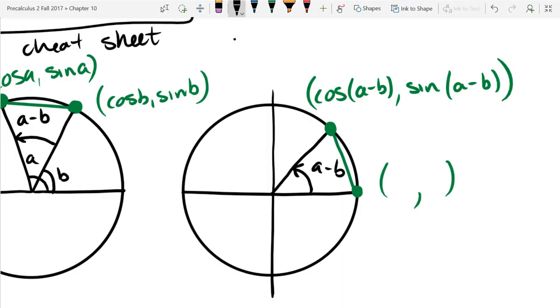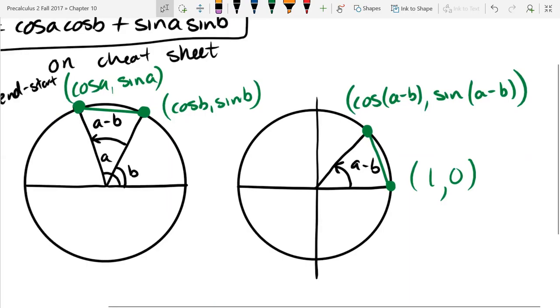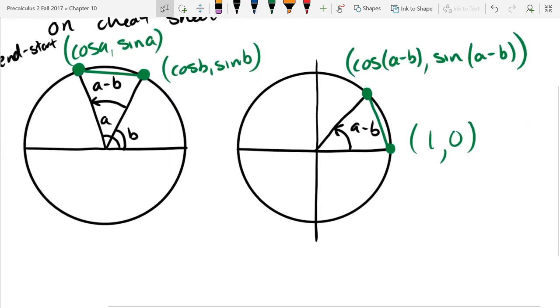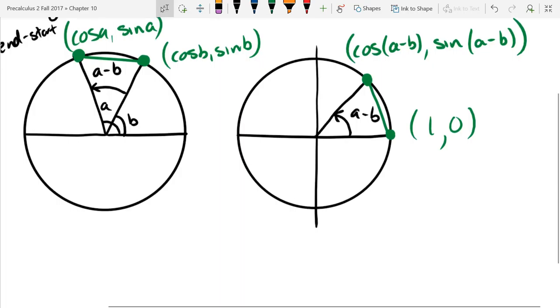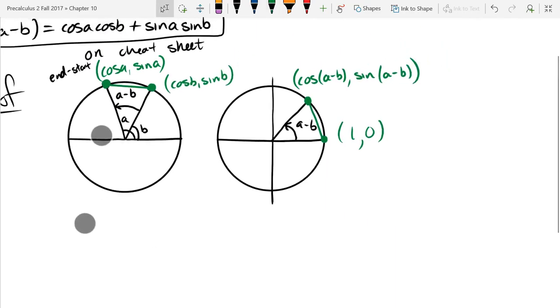So our other point is just 1, 0. It's the regular point over there. So the property we're going to use on these two graphs to relate them is the distance of the line segment. So it should be the exact same distance on either of the two green line segments, just rotated around. So the length of the line segment, or the distance.